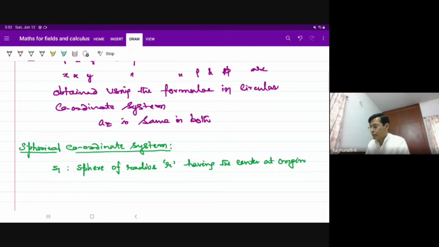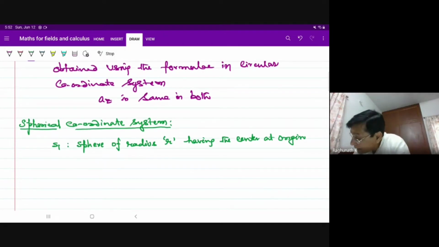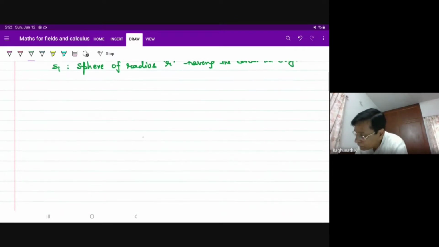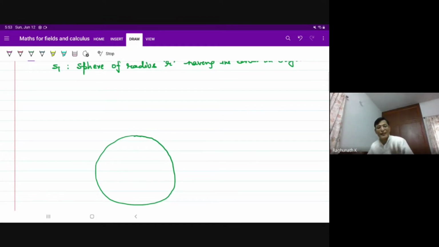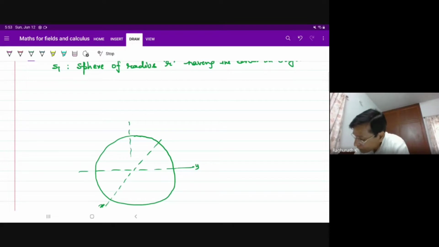Let us see this also. When it is a sphere of radius r having the center at origin, only one coordinate is fixed in that, r. It is drawn as a circle, but to be visualized as a sphere. Normal x, y, z axis. I'll not do this.